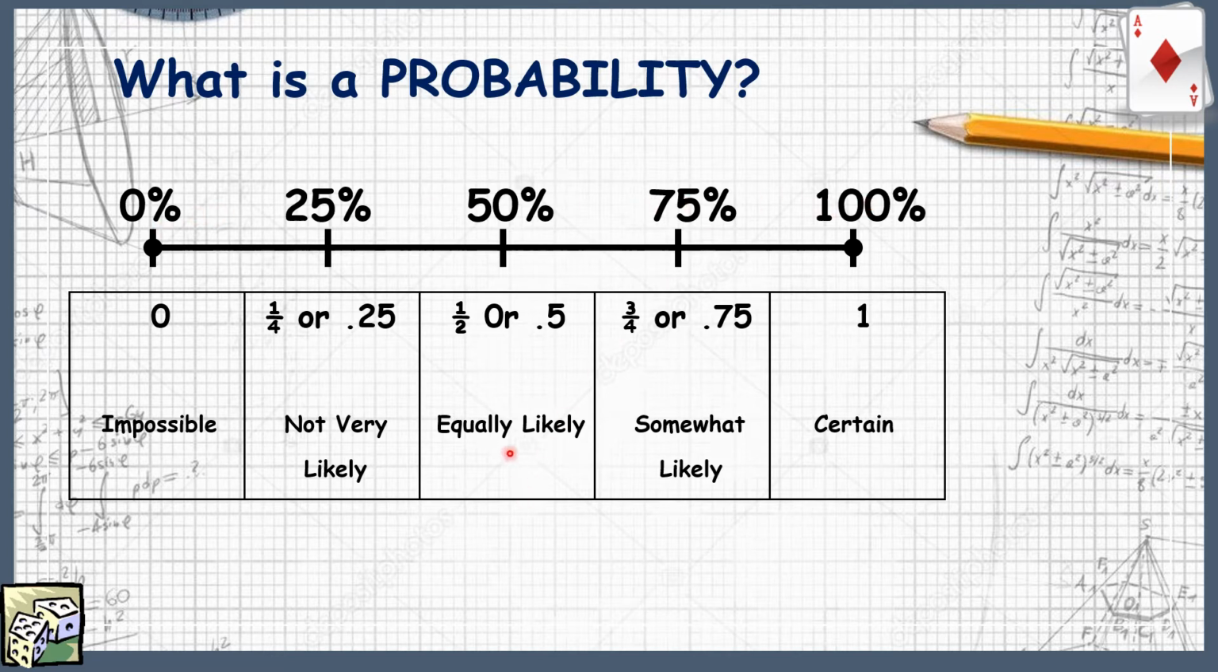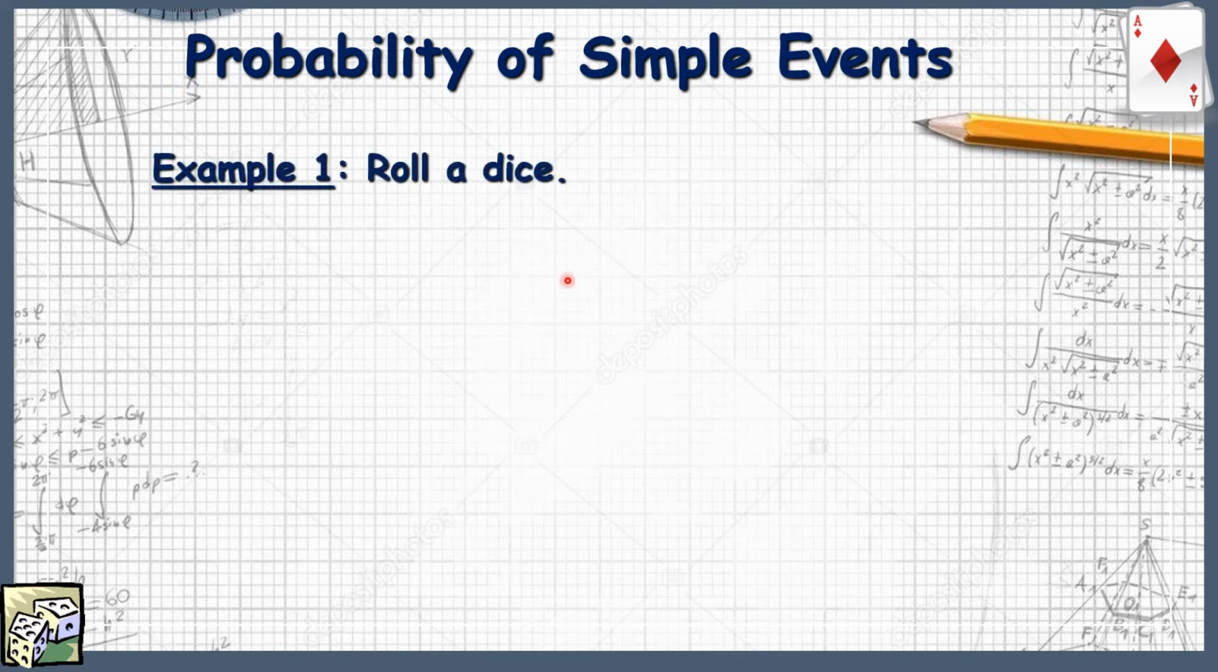So kapag sinabing equally likely, alam mo na 50% yung chance na mangyayari yung isang bagay. Pag certain, it means 100%. Kapag impossible, that is 0%. Pag not very likely, that is 25%. And pag somewhat likely, that is 75%. Let's try to have an example.